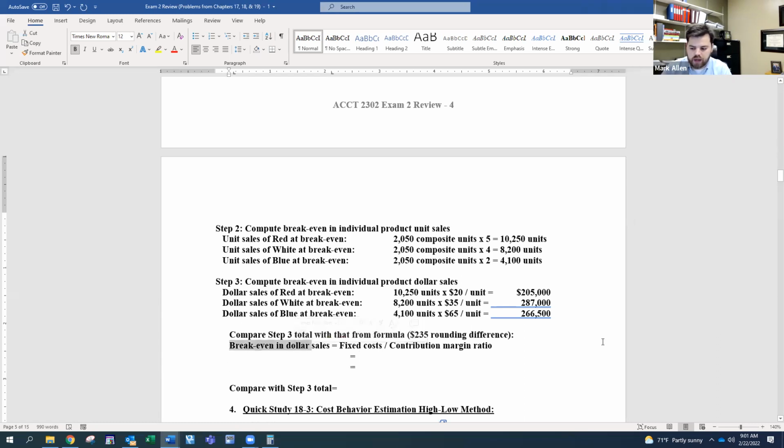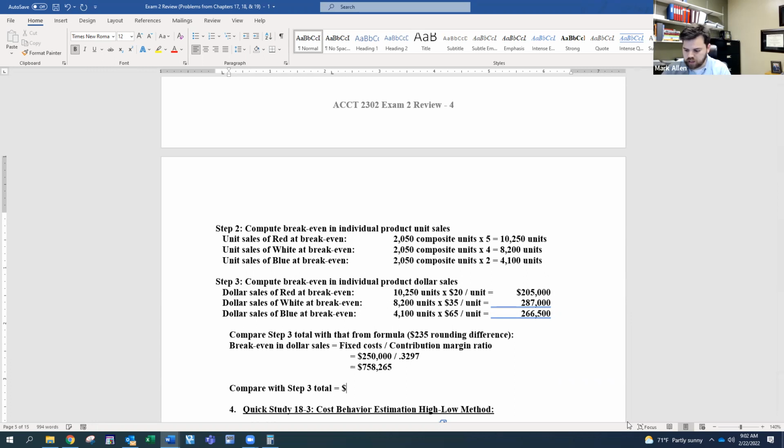Now, there is another way to do this, and this is to actually use our break-even in dollar sales formula. In that case, this would be $250,000 divided by our contribution margin ratio, which was 32.97%. So we'll divide by 0.3297. Now, when you do that, this will come out to be $758,265.